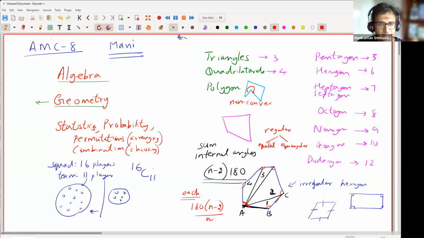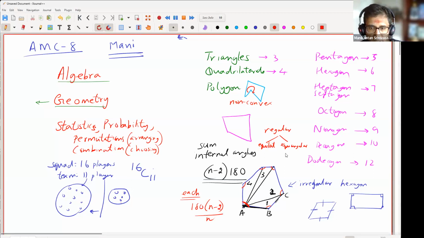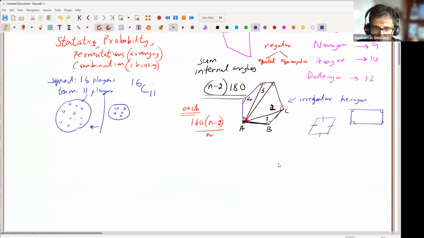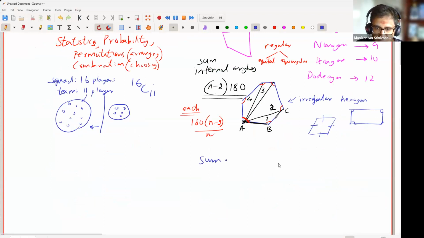we can also talk about each external angle in a regular polygon. But what about the sum of all the external angles in a general polygon, which is not regular, let's say? Just like the sum of internal angles was this, what is the sum of external angles? Saurabh, do you know what is the sum of all the external angles?